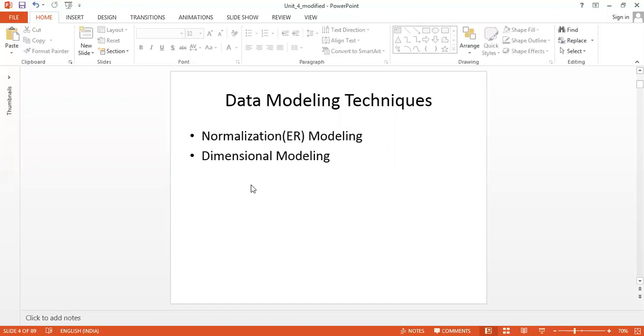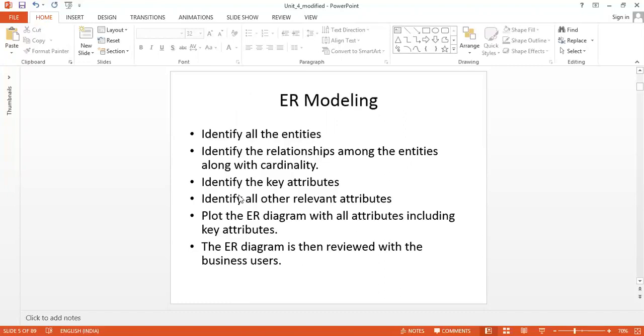Why is this normalization important? So that we do not have any errors when we try to insert, delete, update, or modify our data. Now let us understand normalization modeling. These are the following steps for normalization ER modeling.